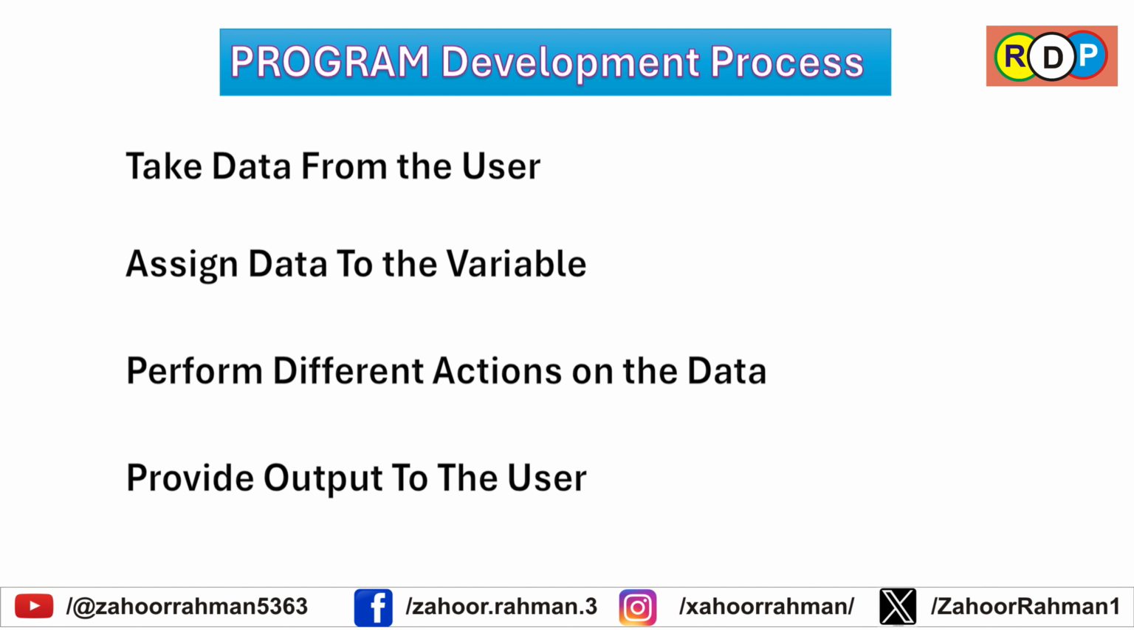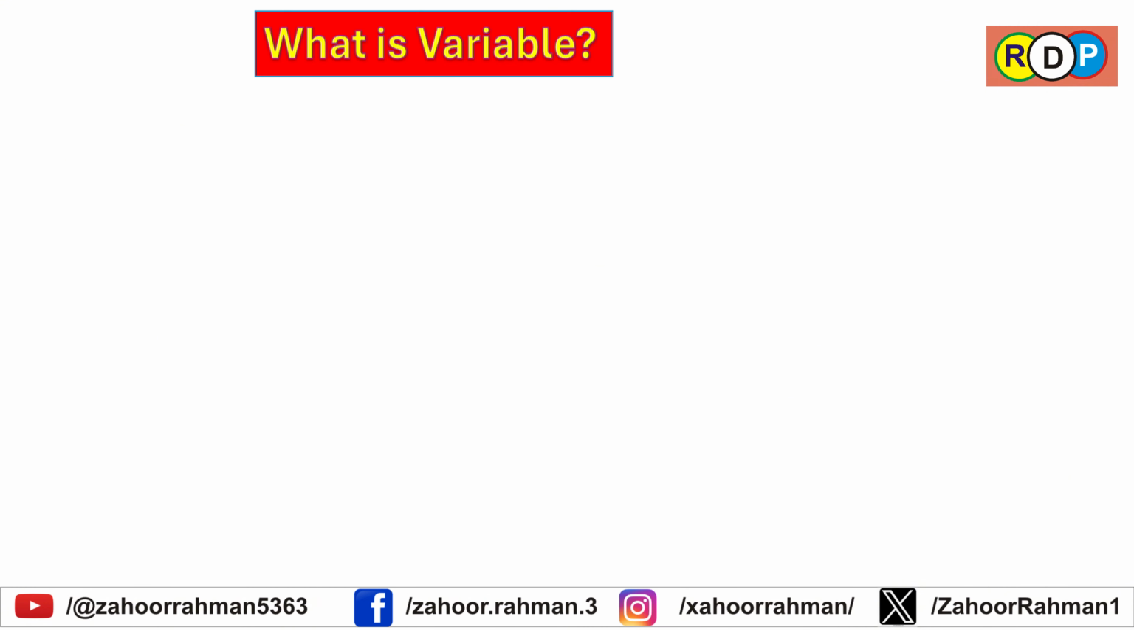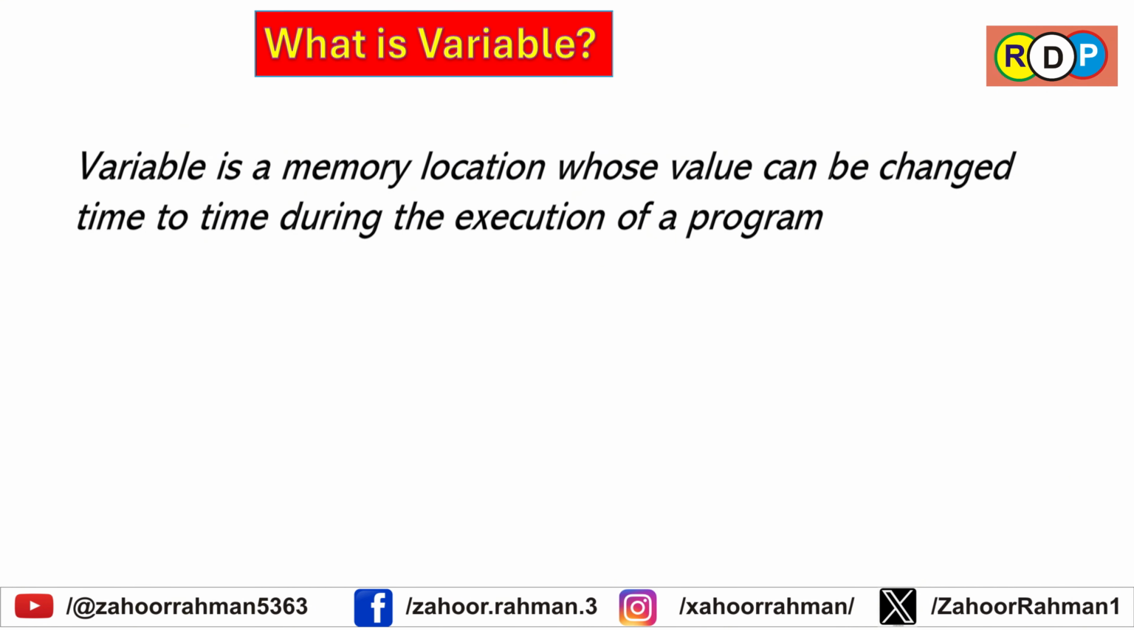So stay with us. First of all, let us discuss what a variable is. A variable is a memory location whose value can be changed from time to time during the execution of a program. Let us elaborate this statement with the help of an example.